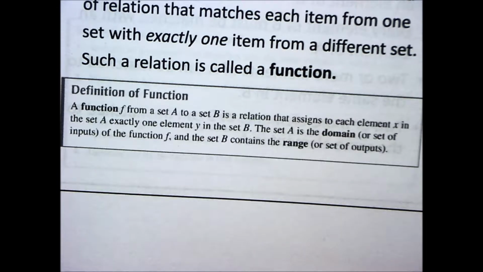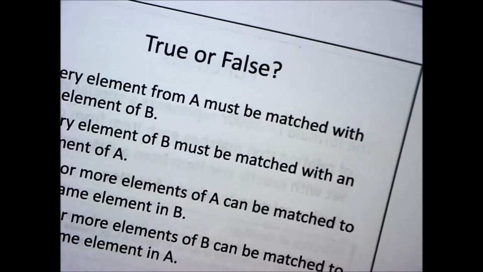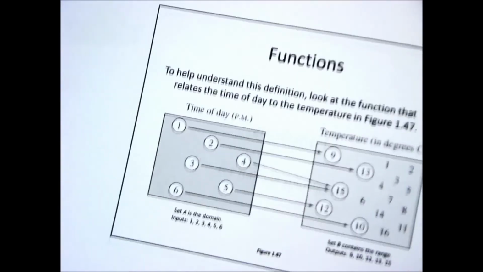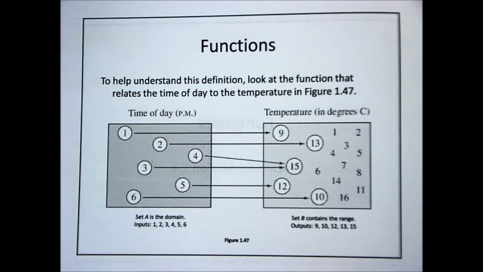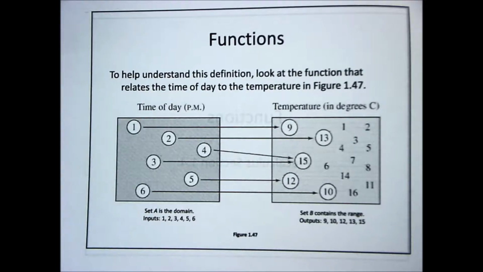Set A is the domain, or set of the inputs of the function f, and set B is the range, or set of outputs. There's a lot there, but all it's really saying is this visualization. And I honestly like visualizations like this a little bit better. This is showing set A and B. Everything in set A is the numbers 1 through 6.